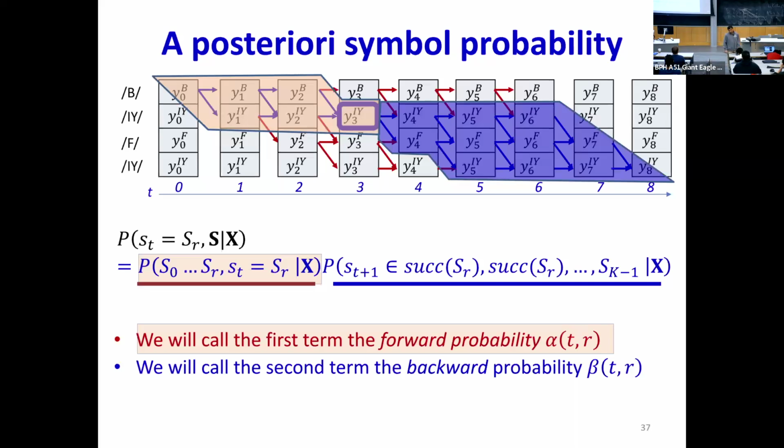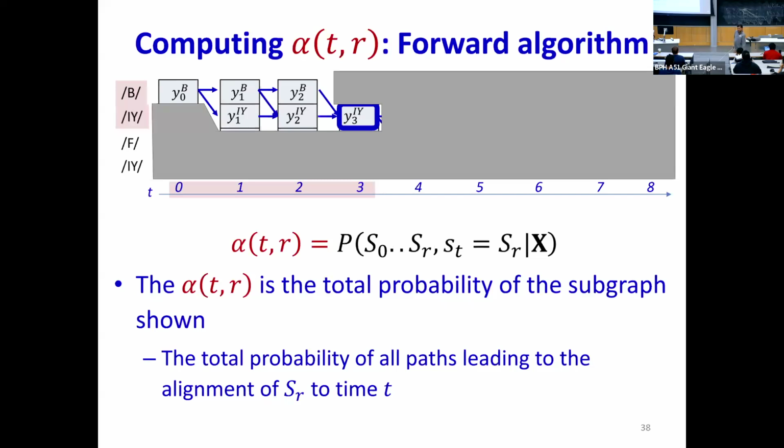So how do you compute this alpha t,r? R is 1, right? Depending on whether you're indexing it at 0 or 1. That's okay. Yeah, r would be 1 in this case, you're right. But basically the point is this. Alpha t,r is the total probability of this graph, which is the total probability of all paths that end up aligning E to 3.